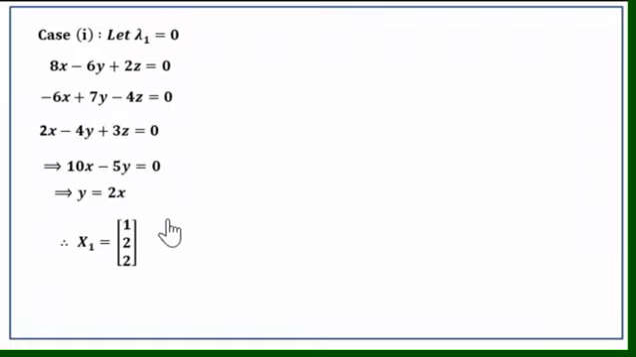So for the eigenvector, when x is 1, from this, y equals 2, and put x equal to 1, y equal to 2 in the first equation. So 8 into 1 minus 6 into 2 plus 2z equal to 0. Then solve for z, we get z equal to 2. So the eigenvector corresponding to lambda equal to 0 is 1, 2, 2, column matrix 1, 2, 2.